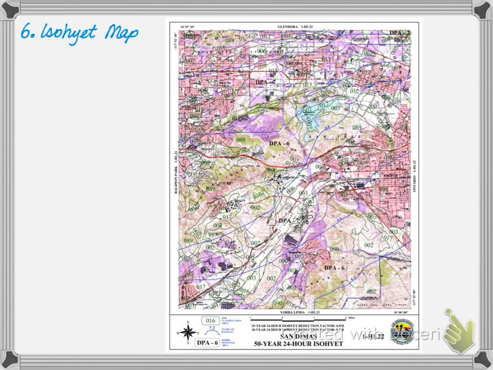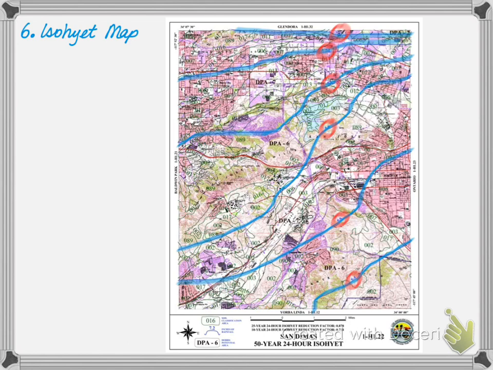An isohyetal map is another way to display rainfall. The following figure can be found in your note packet. It is the isohyetal map of San Dimas. It is for a 50-year, 24-hour storm event. Please pause the video and find the graph. The highlighted blue lines represent the rainfall isohyets. I have circled the rainfall depths in red.